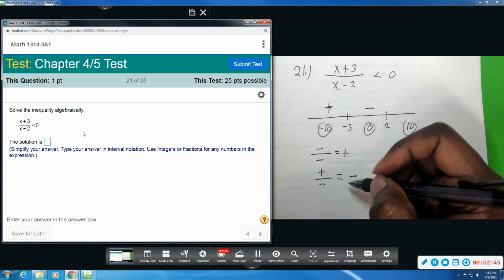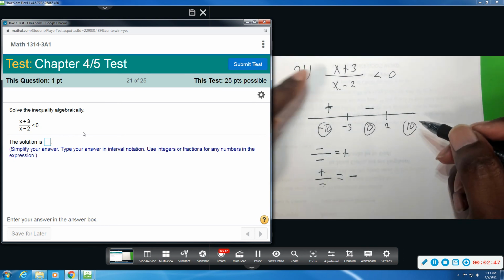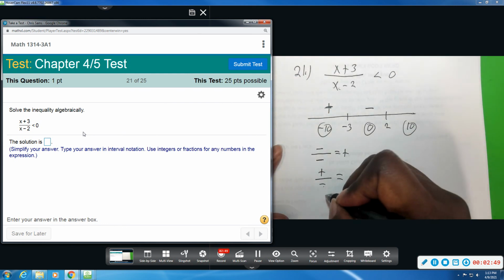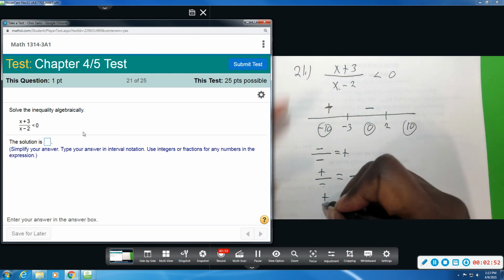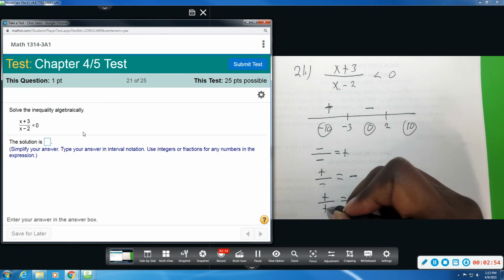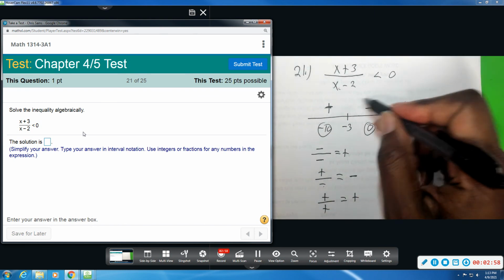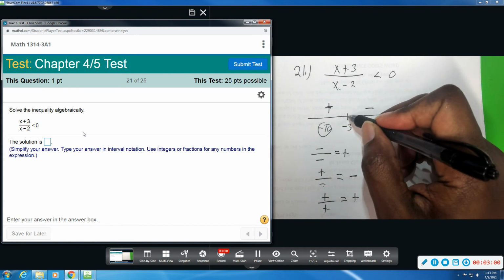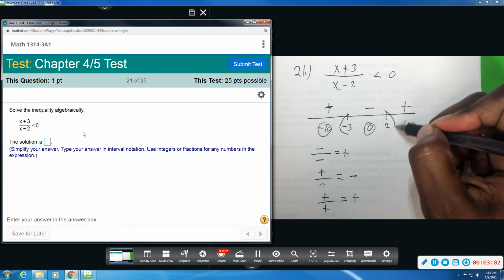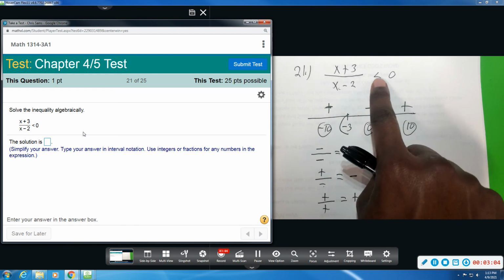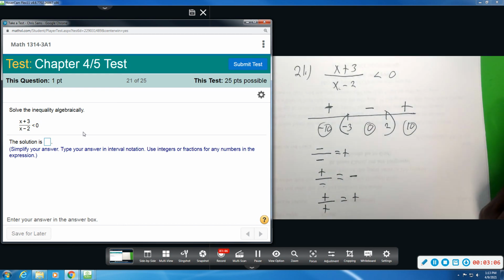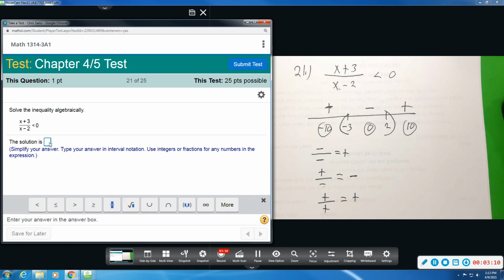And then the last section, if I plug in a positive 10, this would come out positive, and the bottom would also come out positive. Positive divided by positive is a positive. So the only section that comes out negative would be between negative 3 and 2. We would use parentheses because there's no equality on that. Okay, so negative 3 to 2 would be our solution.